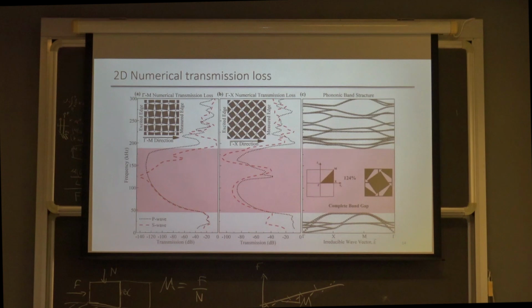Then based on this parametric study, we decided to do numerical transmission loss on the 4x4 cells. Because we claim the complete band gap where neither pressure nor shear waves can propagate, and also for any direction, right? So for all the k vectors, we decided to test the gamma M direction and also the gamma X direction.